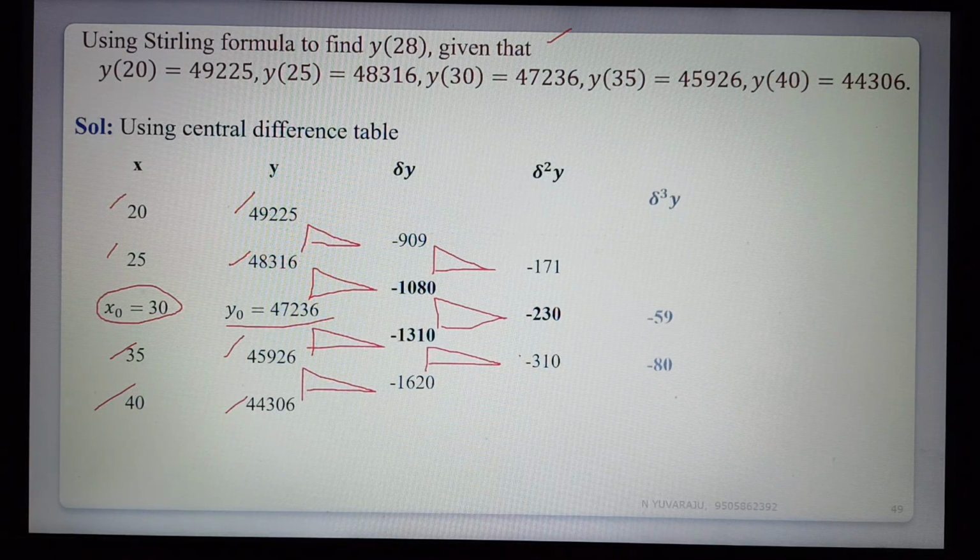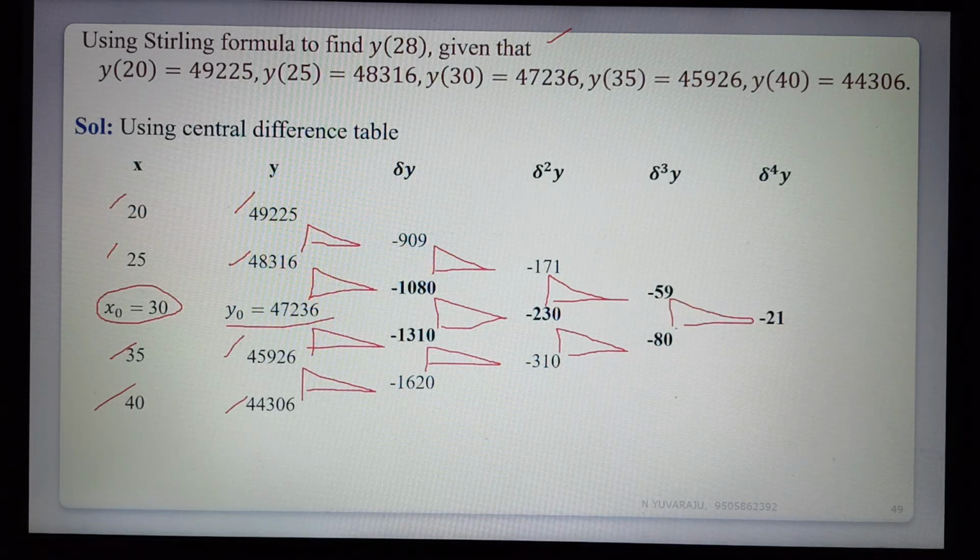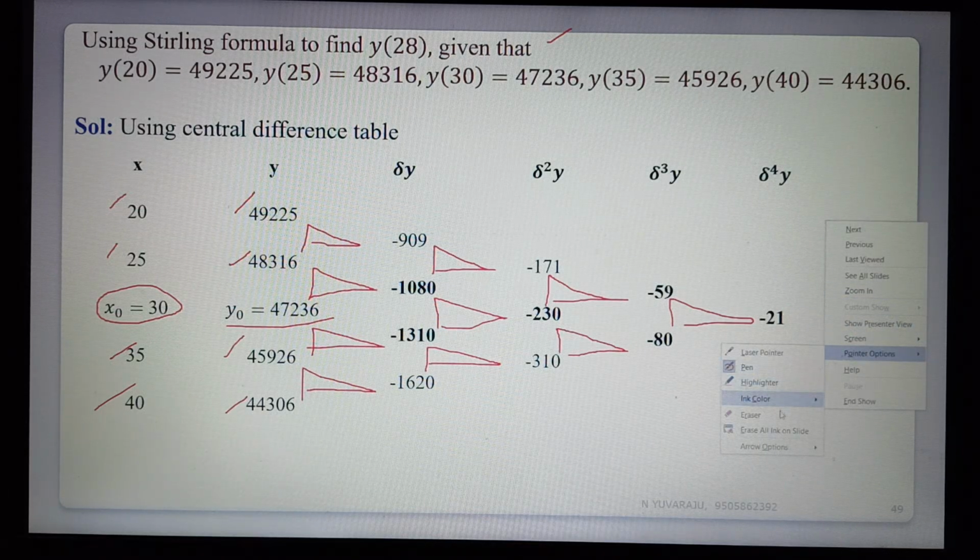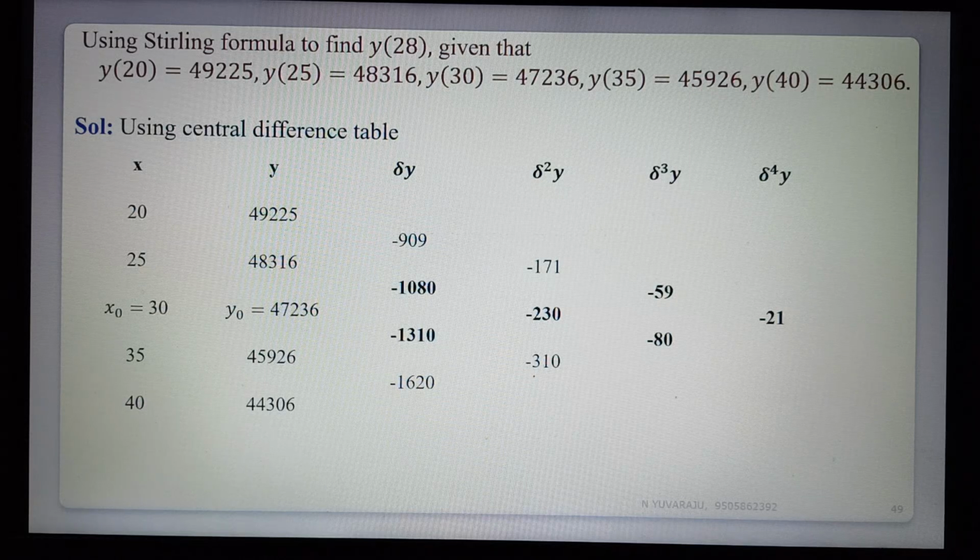Next the third order: minus 230 minus of minus 171 is equal to minus 59, minus 310 minus of minus 230 is equal to minus 80, and then minus 80 minus of minus 59 is minus 21. Okay, so this is the table. Now we have to choose the values.